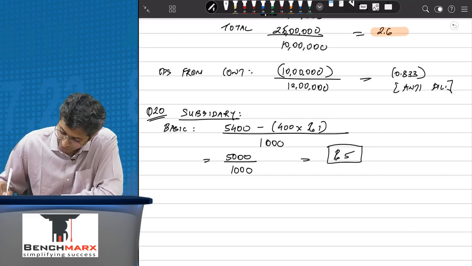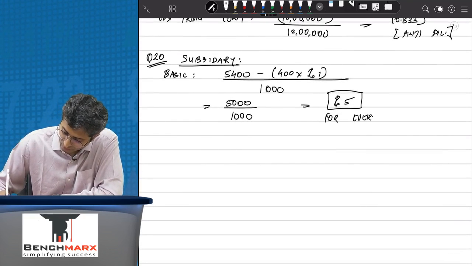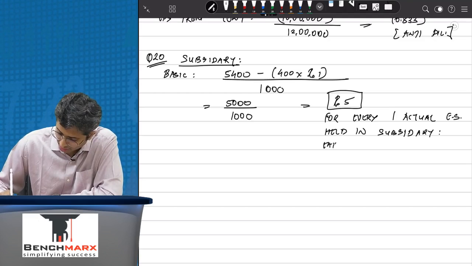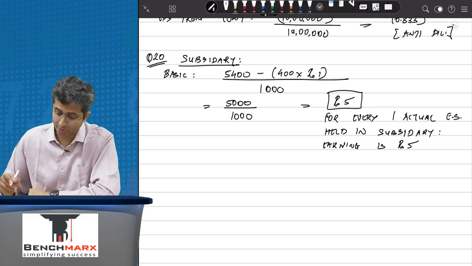What does this mean? For every one actual equity share held in the subsidiary, colon, earning is rupees 5. For every one actual share held in the subsidiary, earning is rupees 5.